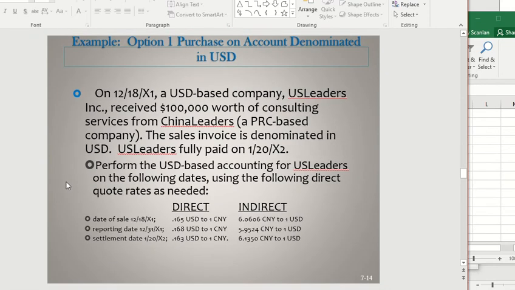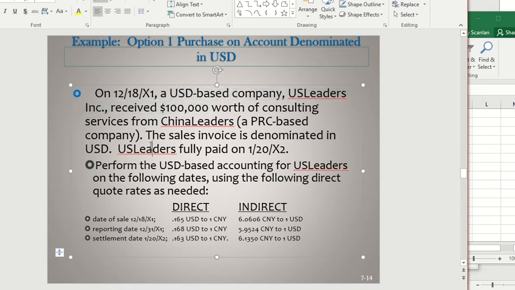So now we're moving on to accounts payable. What if this was a payable, right? So now we're receiving consulting worth $100,000, so we're gonna have to pay out cash, but not now. We're gonna pay it in January of X2. These are our direct and indirect rates. We are still gonna use this direct rate because we have this. We're using U.S. dollars.